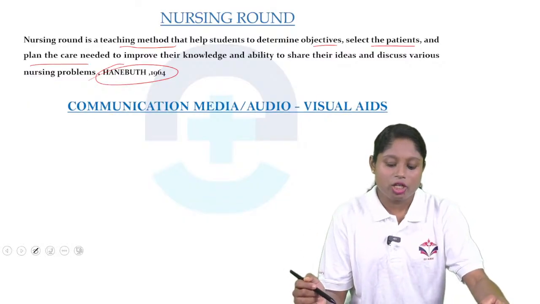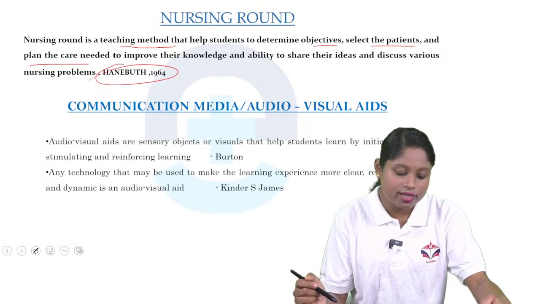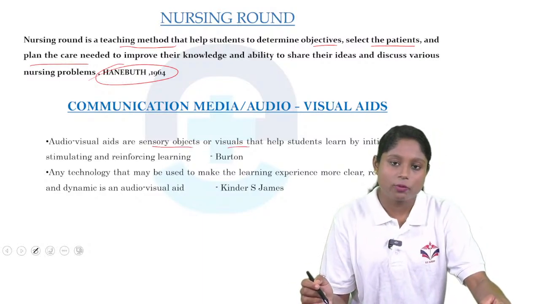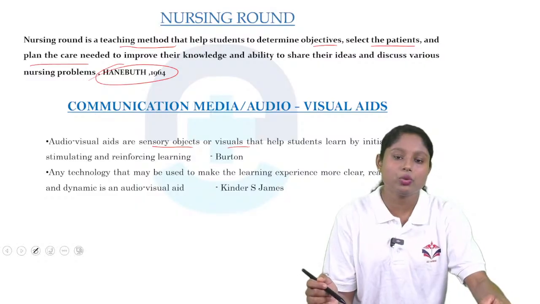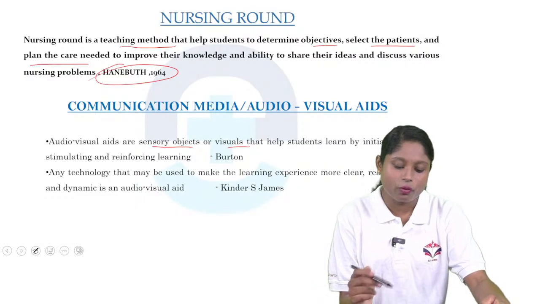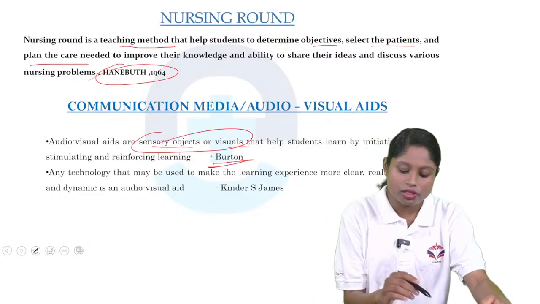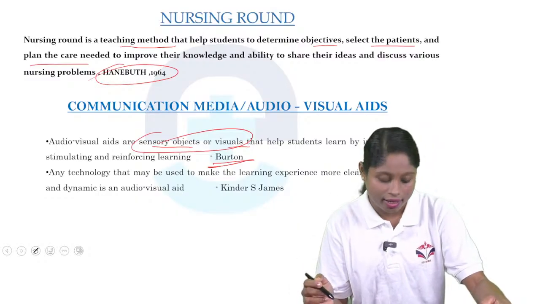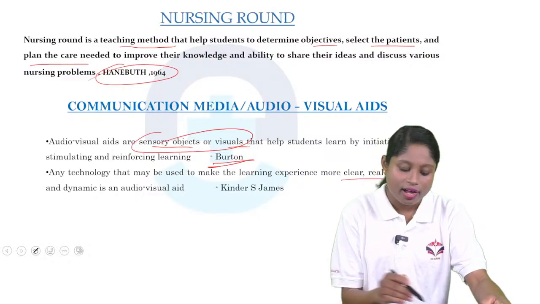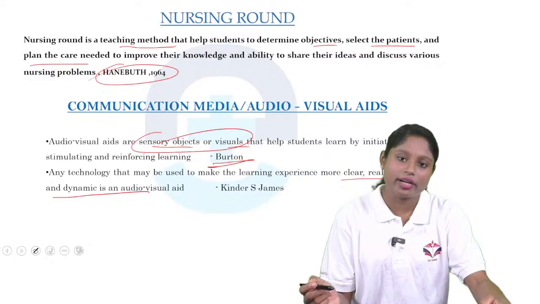Next is communication media, also known as audiovisual aids or AV aids. So what is AV aids? Audiovisual aids are sensory objects or visuals that help the students to learn by initiating, stimulating and reinforcing learning. So we are using sensory objects and visuals to help the students to learn. So any technology that may be used to make the learning experience more clear, realistic and dynamic, that is audiovisual aids. So examples, flip chart.